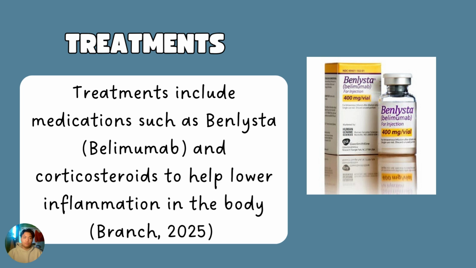So for the treatments of lupus, there's a couple of treatments. Mainly, it can be done with medication. One medication is Benlysta. It's essentially a B lymphocyte stimulator protein inhibitor, which will help control the B cells. Another one is corticosteroids. Corticosteroids will mainly help with rashes and other inflammation. Generally, it can be given through a cream, through injection, and also through oral medication.